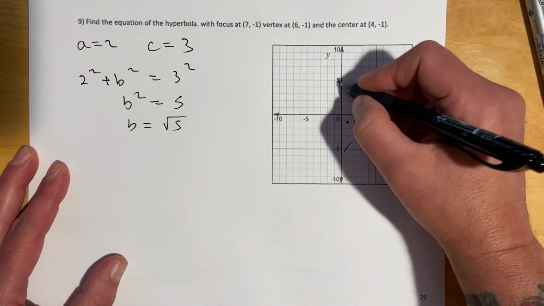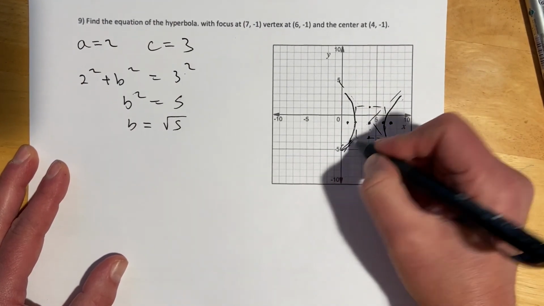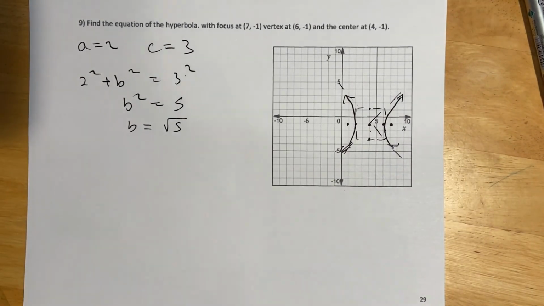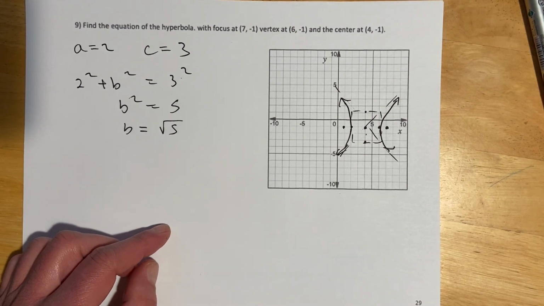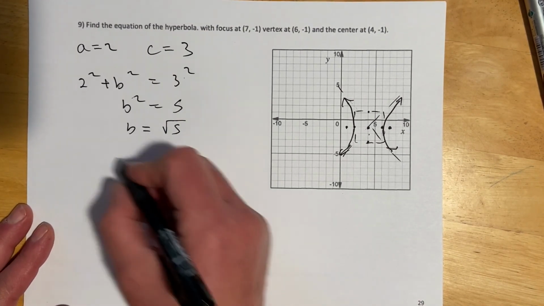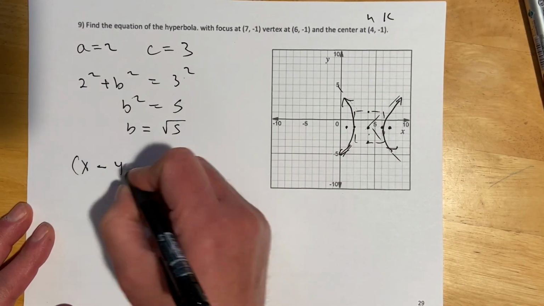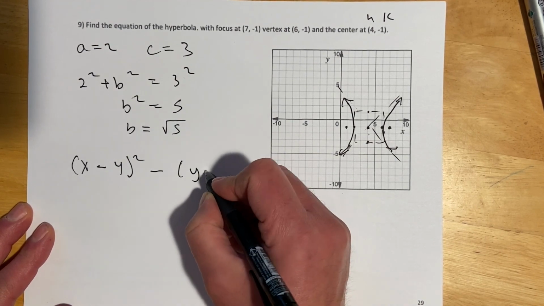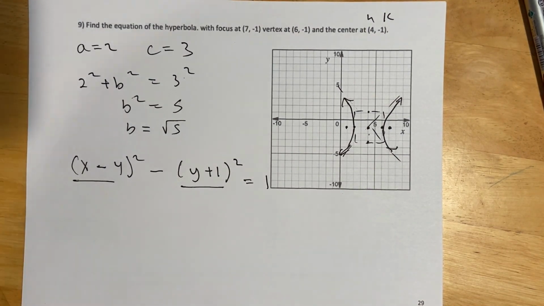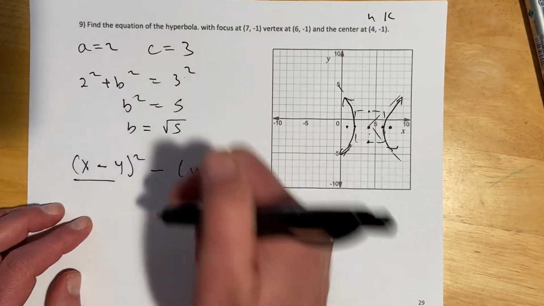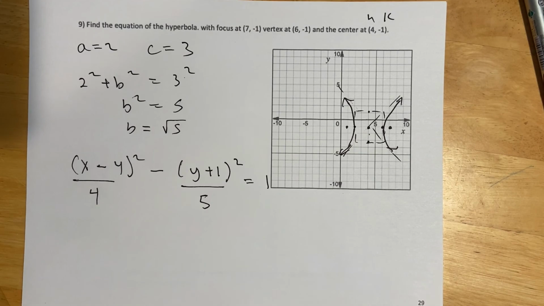So we end up with something like that. And then this hyperbola would be opening to the sides. Because it's transverse x, everything's parallel to x. And so then our equation is going to be x, center was right there, h, k, so x minus 4, and then minus y minus the negative, so plus 1, equals 1. And let's see, a was 2, so a squared would be 4, and b squared was 5. So there is our equation.